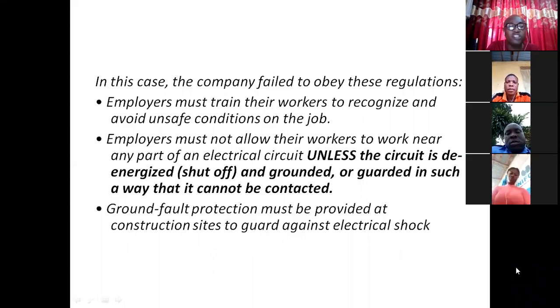Employers must train their workers to recognize and avoid unsafe conditions on the job. Employers must not allow their workers to work near any part of an electrical circuit unless the circuit is what? De-energized. Okay. Even if they want to work, there is nothing bad in calling the electrical company to help them switch off the light.